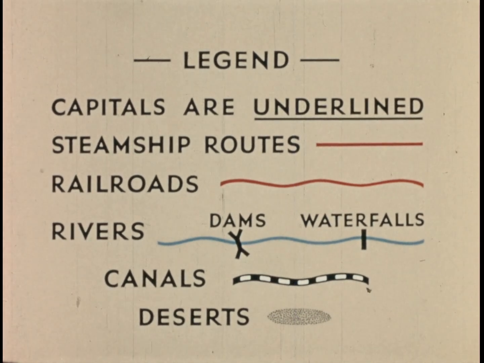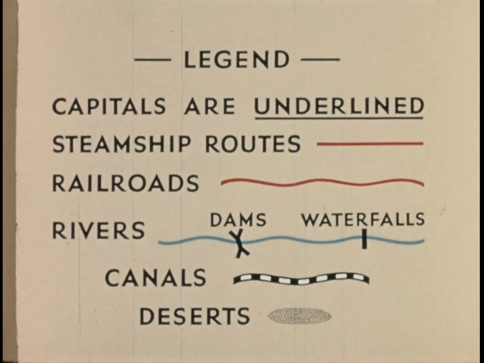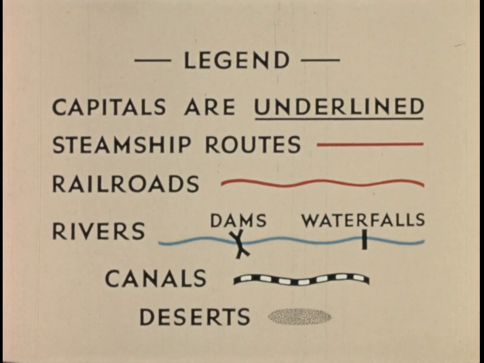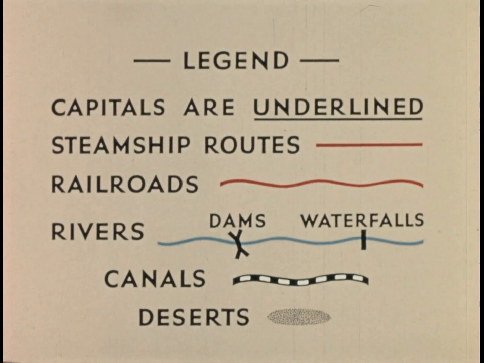Legends explain that state capitals are underlined, that red lines indicate steamship routes or railroads, that blue lines portray rivers. Legends also explain the symbols for dams, waterfalls, canals, and desert areas.